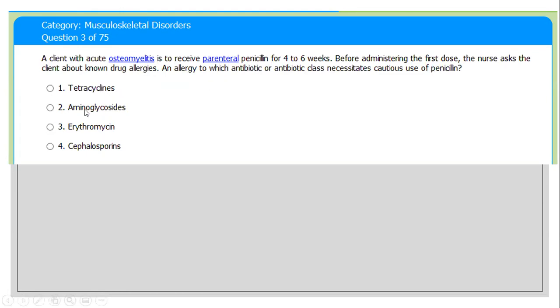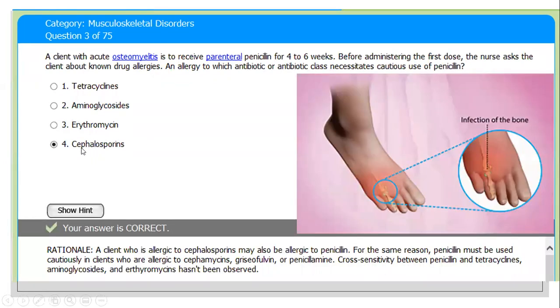Tetracycline, aminoglycoside, erythromycin, or cephalosporin. The answer is cephalosporin. Why? A client who has an allergy to cephalosporin may also be allergic to penicillin. I want to read the same sentence a different way: a client who has an allergy to penicillin may also have an allergy to cephalosporin.